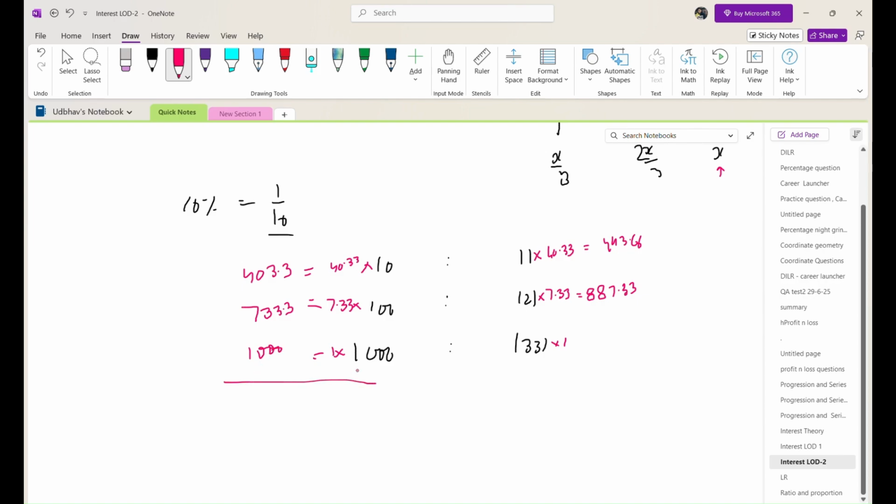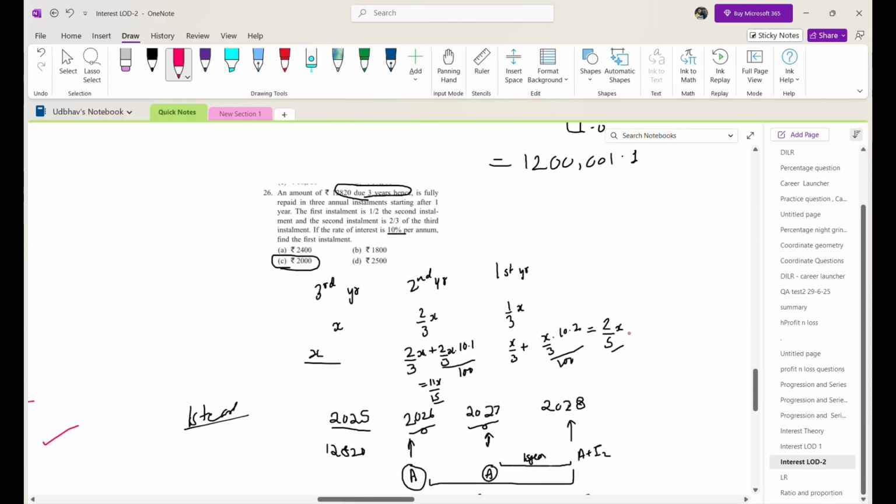So this is 1000. So what is the total amount that I borrowed? That is 403.3 plus 733.3 plus 1000. It is 2136.6. And what are my total installments? The total amount is 443.66 plus 887.33 plus 1331. It is 2661.99, right?